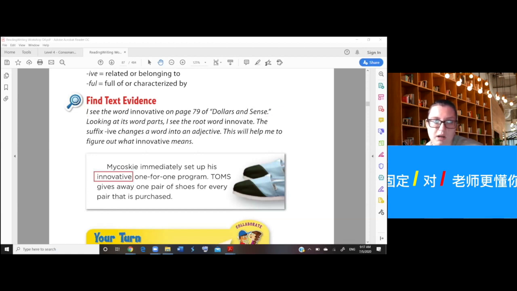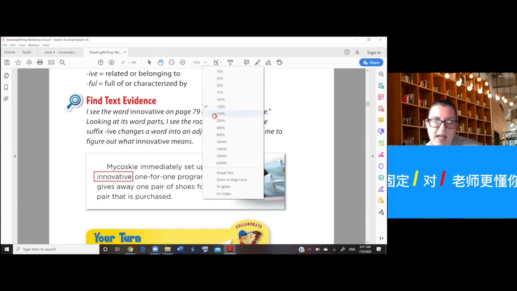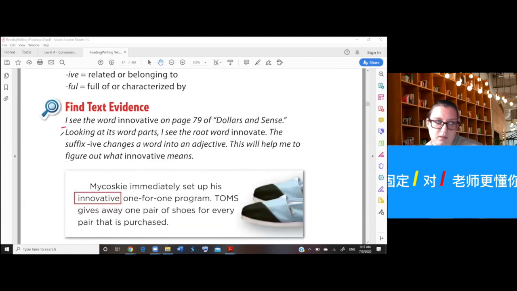Looking at its word parts, I see the root word innovate. And in this sentence, the suffix IVE changes a word into an adjective.